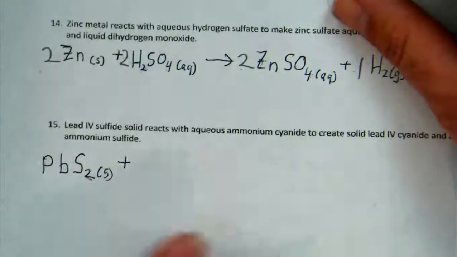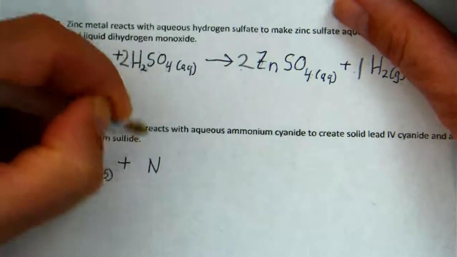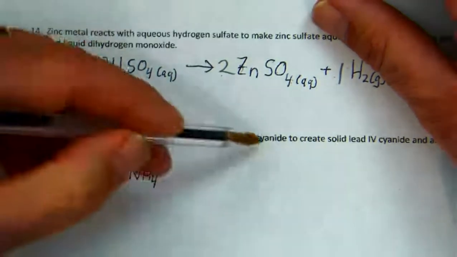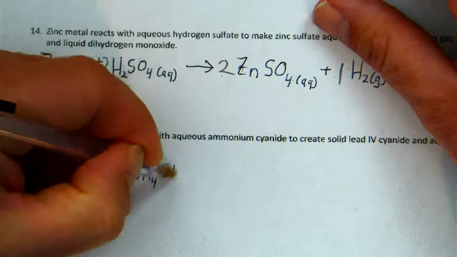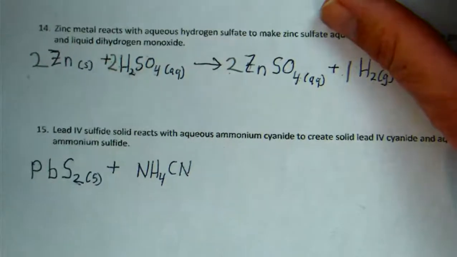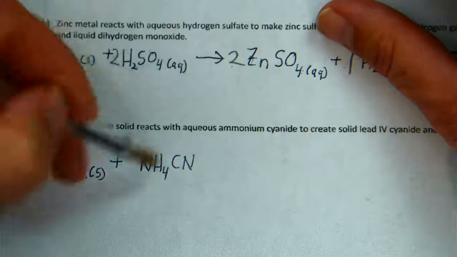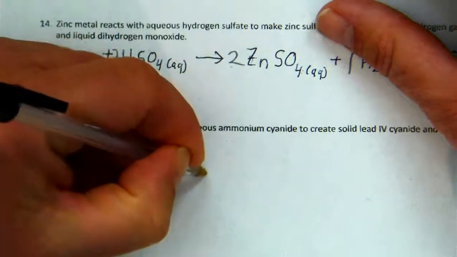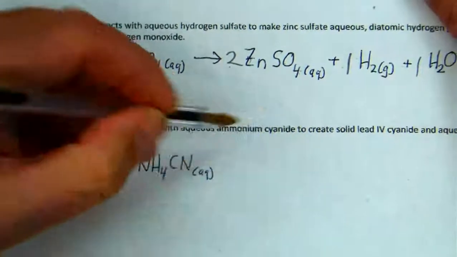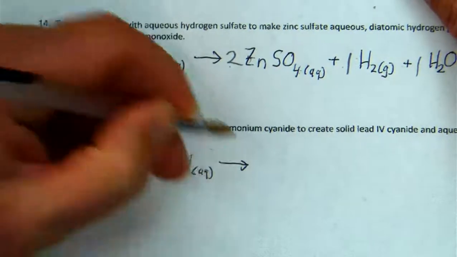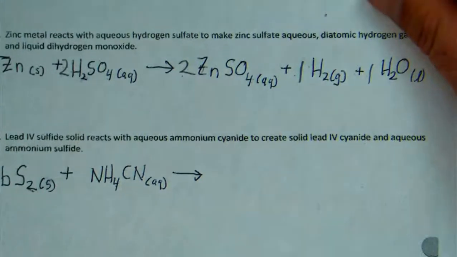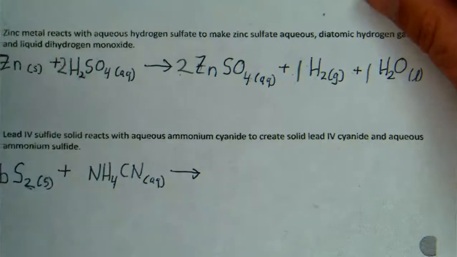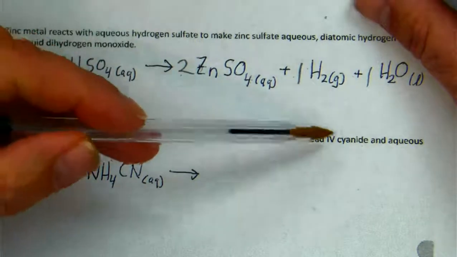Aqueous ammonium cyanide. Well, ammonium, you've almost memorized by now, is NH4 and it always has a 1 plus charge. Cyanide is CN and it always has a 1 minus charge. So one of each is all it takes to cancel and make this a neutral molecule. If it's aqueous, then in parentheses AQ. To create is an arrow pointing to the right. And don't do a dash, don't do a two-way arrow under these conditions, just do an arrow pointing to the right. Solid lead 4 cyanide.